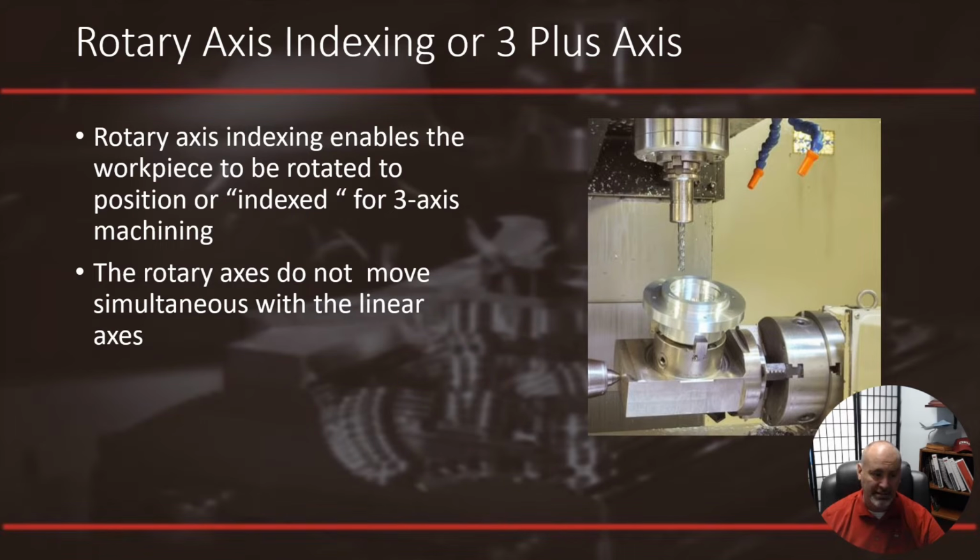The rotary axes do not move simultaneously with the linear axes in indexing. So the part rotates, indexes to position, like on this 5-axis dual rotary table, and then it just drills in location. So the actual machining moves are all 3-axis.